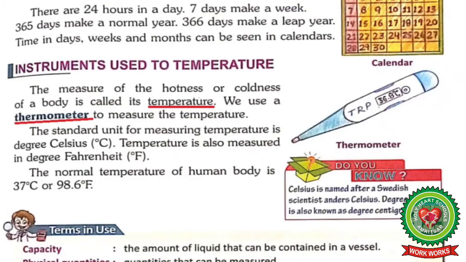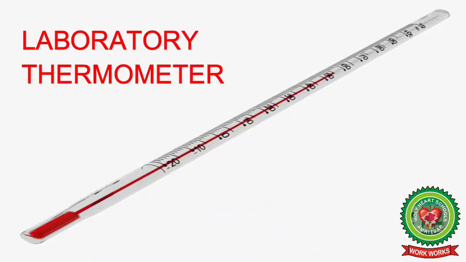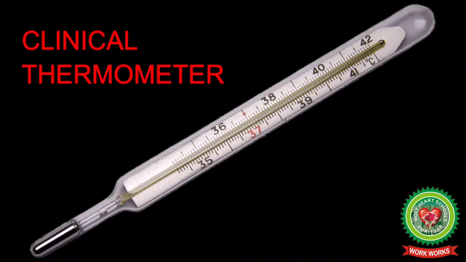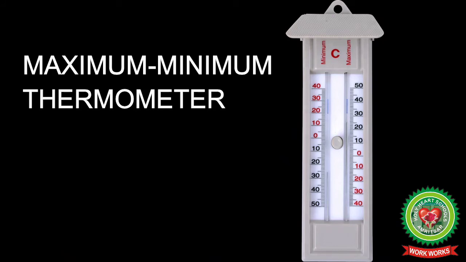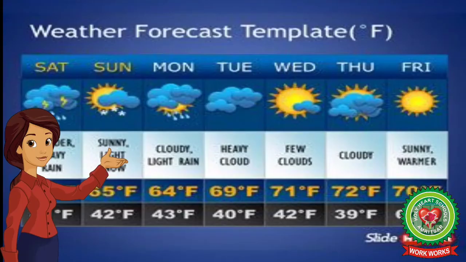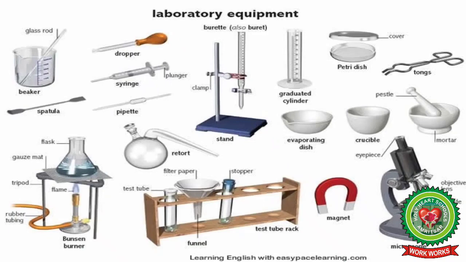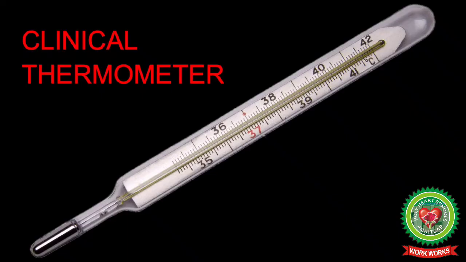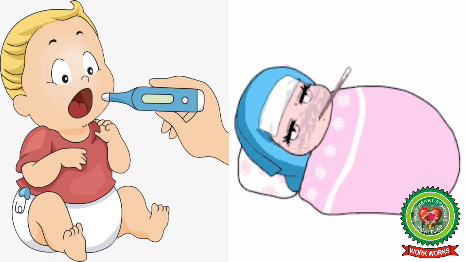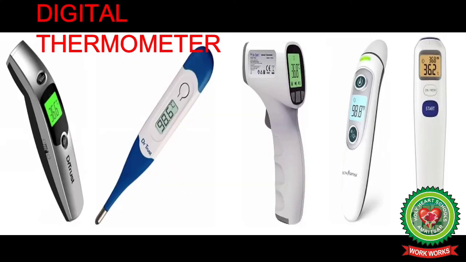There are different types of thermometers such as maximum-minimum thermometer, laboratory thermometer, and clinical thermometer. Maximum-minimum thermometer is used to record the highest and lowest temperature of the day for the weather report. Laboratory thermometer is used to record temperature of the things used in the laboratory. Clinical thermometer is used to measure temperature of the human body. Clinical thermometers are of two types, mercury thermometer and digital thermometer.